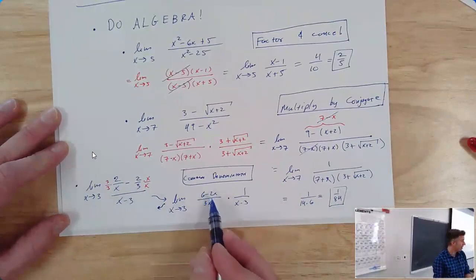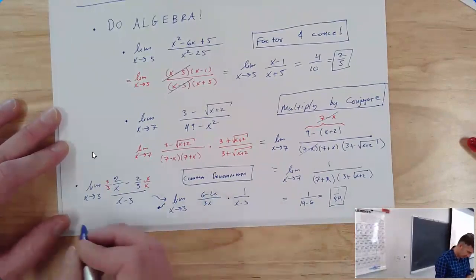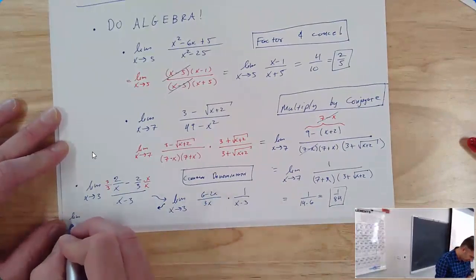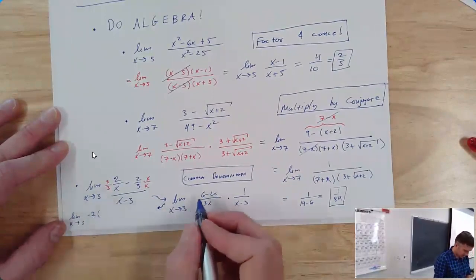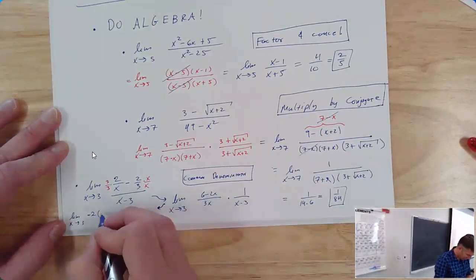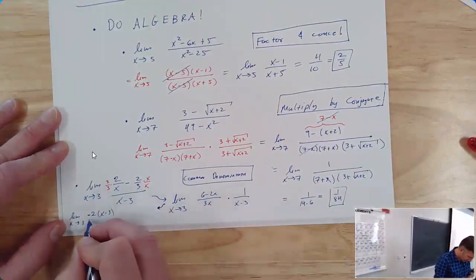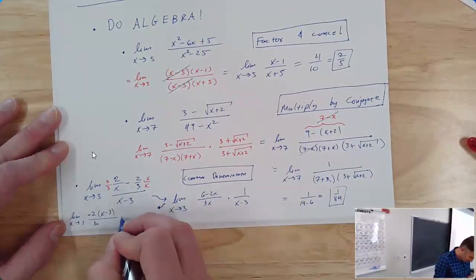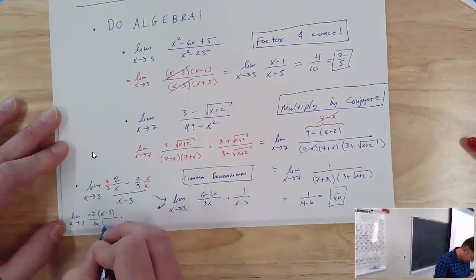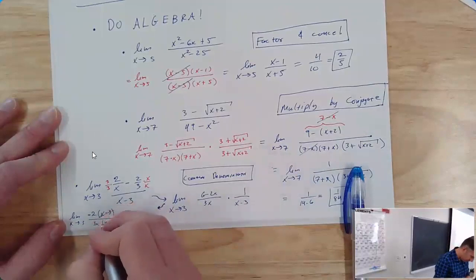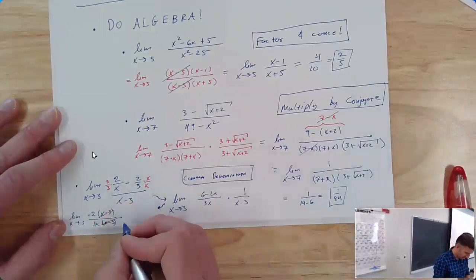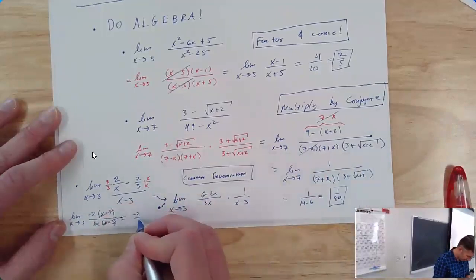And then I've run out of room. I'll try to squeeze it in here. On top, I can factor out a -2. So if I do that, I've got the limit as x approaches 3 of -2 times (x minus 3) over 3x times, let's put the x minus 3 down there. And then the x minus 3's cancel. Boom, you plug in 3 for x that remains, and you get -2/9.